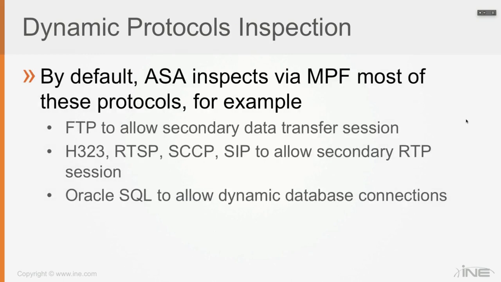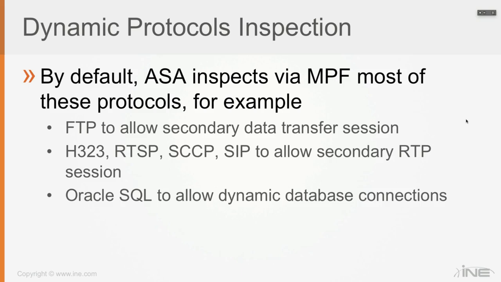Now by default, the ASA inspects via MPF most of the protocols that have dynamic sessions. It's not all of them which are inspected by default. For example, FTP is inspected by default to allow the secondary data transfer session. H323, RTSP, SCCP, or SIP, which are signaling or control plane protocols for pretty much voice or video traffic, are being inspected so that the ASA is going to automatically allow secondary RTP sessions, which is going to be the actual voice call or the actual video call.